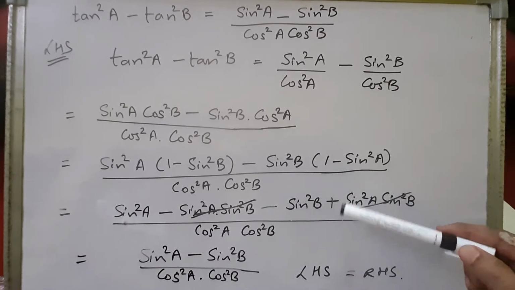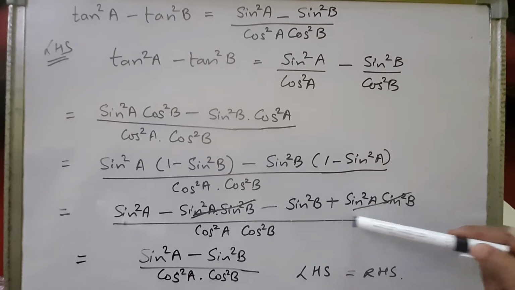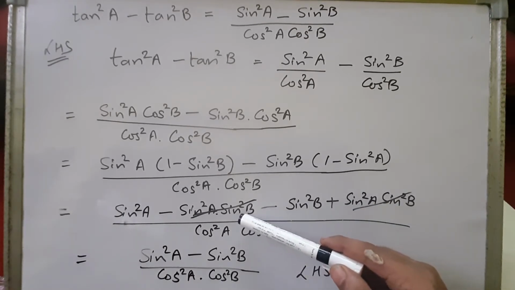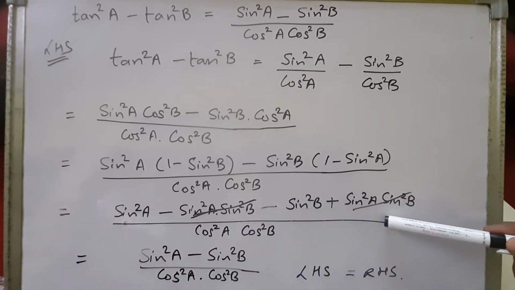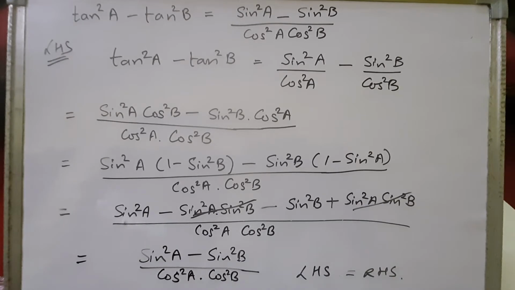Minus plus, then sin square a sin square b. So here we are getting plus sin square a sin square b. Here we are getting minus sin square a sin square b. So both will get cancelled. Then we'll get our right hand side, that is sin square a minus sin square b upon cos square a into cos square b. Right. So now we can say that left hand side and right hand side are equal. We have proved that. Right, children? Note down, please.